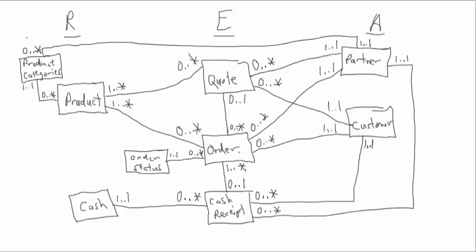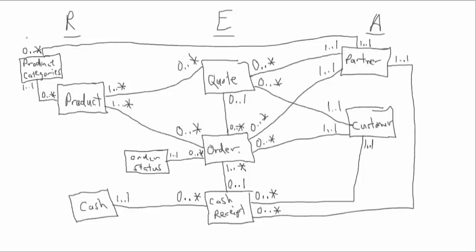Likewise, each quote goes to one customer. So I will have a customer ID field in my quote table that is a foreign key that is related to my customer primary key. So the foreign keys will be on the many side of a one-to-many relationship. So partner to quote is one-to-many, therefore the quote needs a foreign key in order to build the relationship to partner.